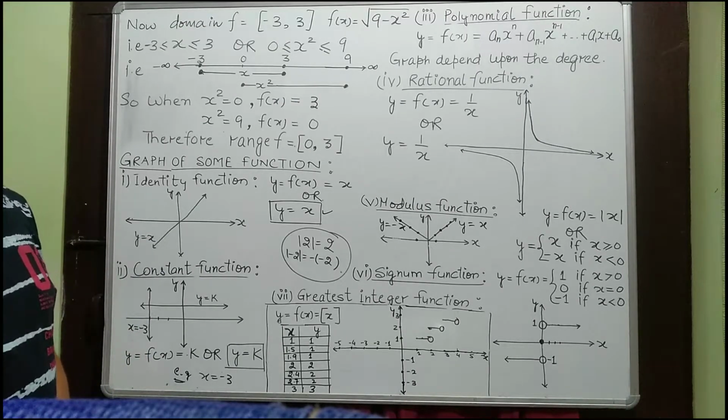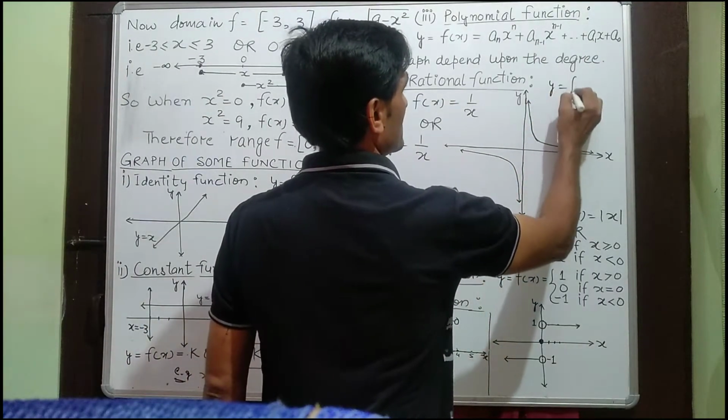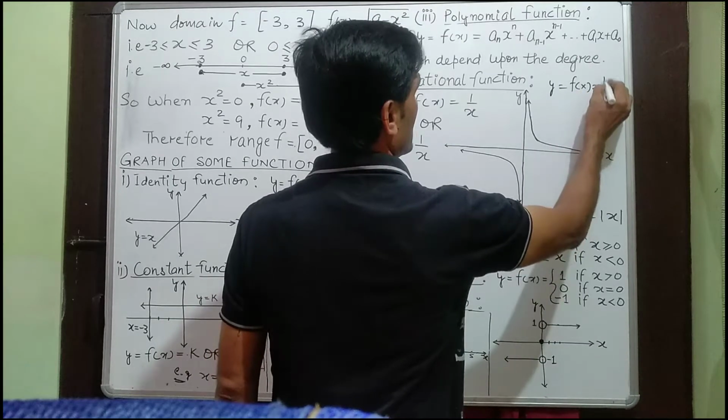Now next is the rational function. You know the rational function is given by y is equal to f(x) is equal to p(x) upon q(x).